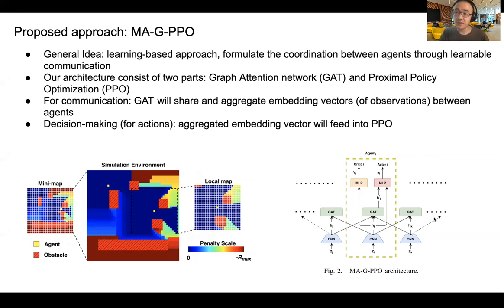We use the GAT to formulate the communication between agents. The GAT will share the observations between agents, and for each agent, the GAT will aggregate other agents' observations and form aggregated information. Then it will pass this aggregated information into the PPO, and the PPO will learn and make a decision for the agents' actions based on this aggregated information.